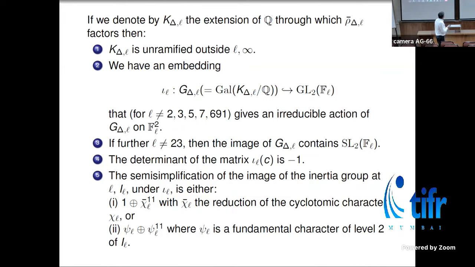It's a number field. It's unramified outside L and infinity. The Galois group of this extension embeds inside GL2(F_L). If L is outside this exceptional set, then the image of the Galois group contains SL2(F_L). Under this embedding of the Galois group into GL2(F_L), the determinant of the matrix is minus one at complex conjugation. And okay, so somehow this is telling you something about this representation in terms of the Galois group and its local ramification properties, right? It's unramified outside L and infinity. But somehow now to tie it to the Delta function, you need more information. And somehow you need to know what's happening for this extension at L. What are the ramification properties of this extension at L?